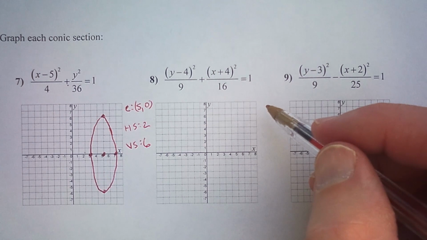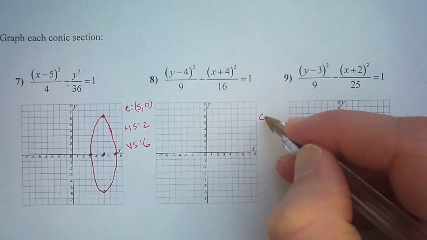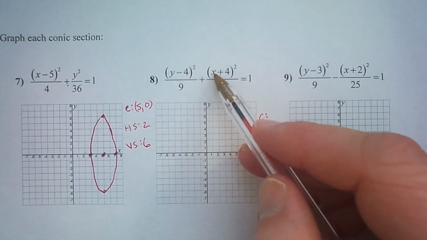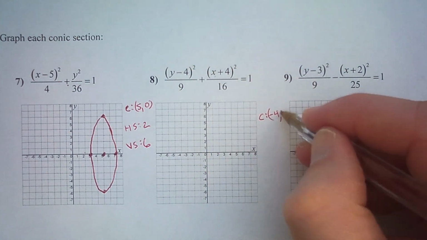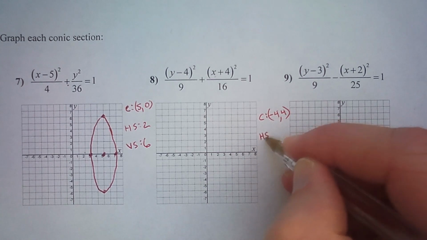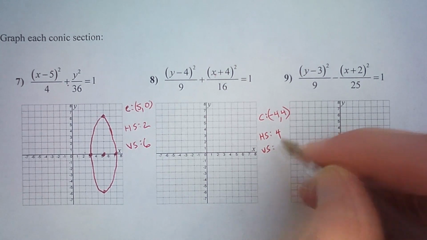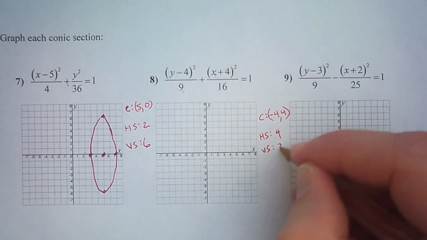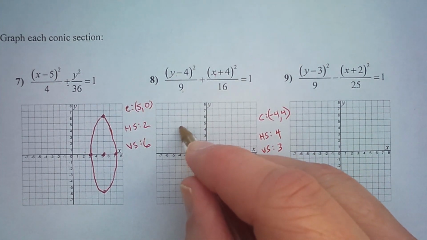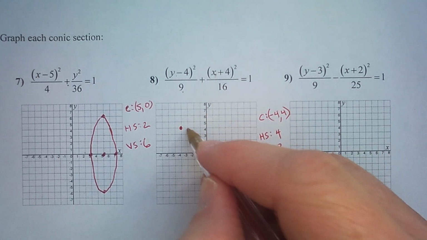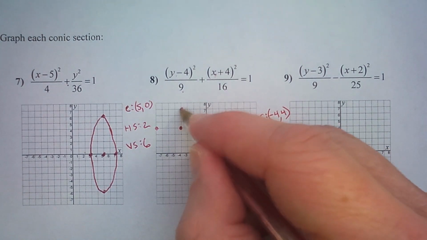Okay, next up we have another ellipse because there's a plus here. Okay, so the center, now we have to be careful, the x is here, so the center has an x component of -4 and a y component of +4. This has a horizontal stretch under the x. The square root of 16 is 4, and the vertical stretch comes from under the y. The square root of 9 is 3. So we have a center at -4, 4, a horizontal stretch of 4, and a vertical stretch of 3.